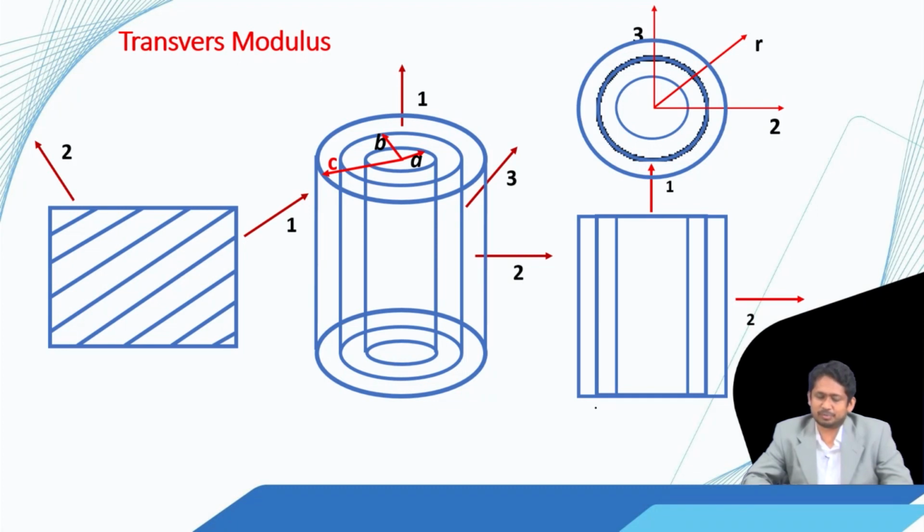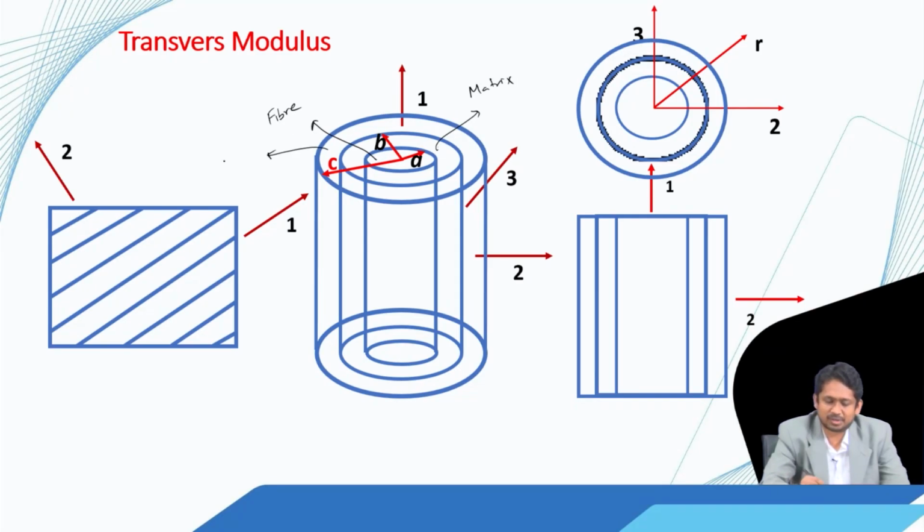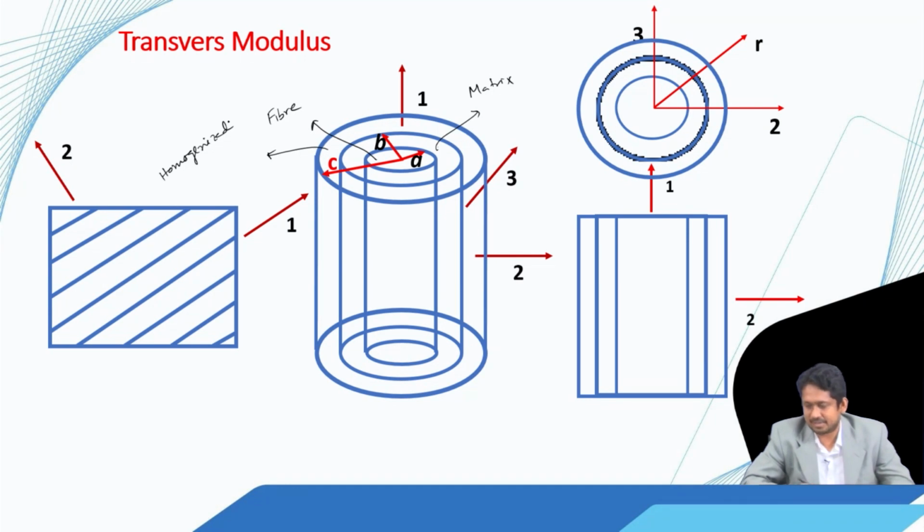So, using this approach, if you want to find out the exact value of the transverse modulus, then we assume three cylinders, the inner one being fiber, the intermediate one being matrix, and the outermost one has the homogenized property. That means, whatever we are trying to find out, we assume that the outer one already has that. Again, these are the different views of the same cylinder.